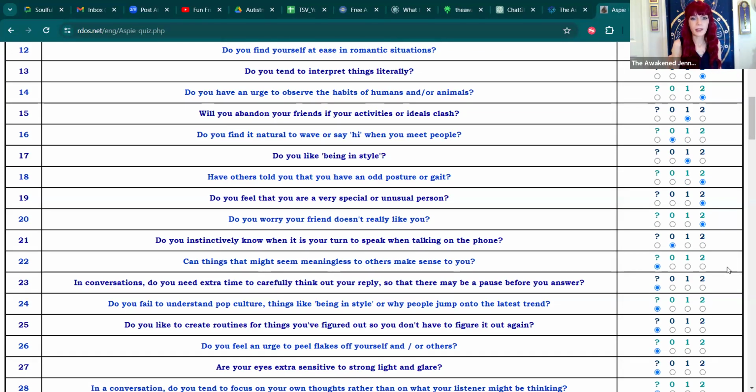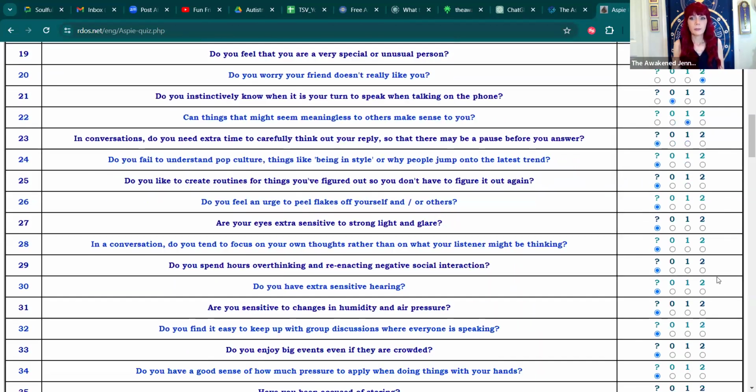Can things that might seem meaningless to others make sense to you? Sometimes. In conversations, do you need extra time to carefully think out your reply so that there may be a pause? Yes, I would appreciate that. I don't think fast on my feet. No, because I have to plan it, and if you've said something that I haven't planned, then I don't know what to do with that yet.